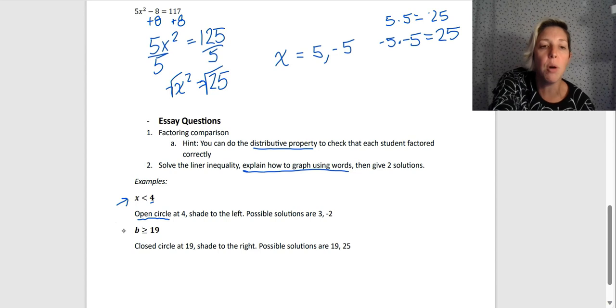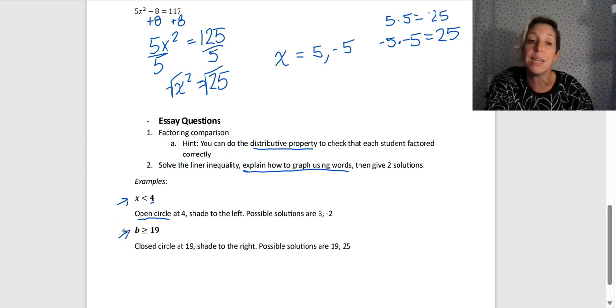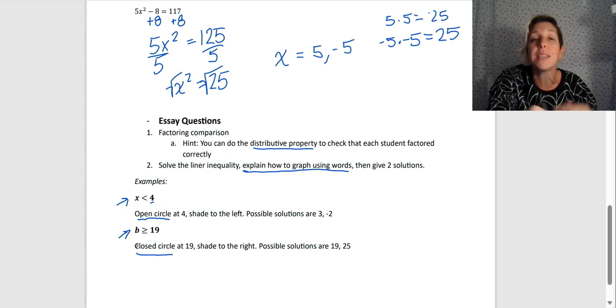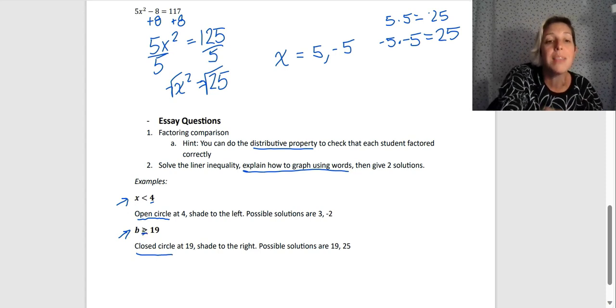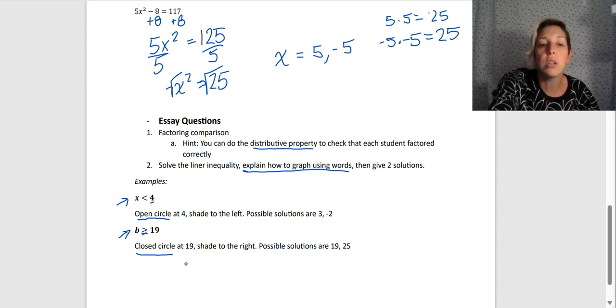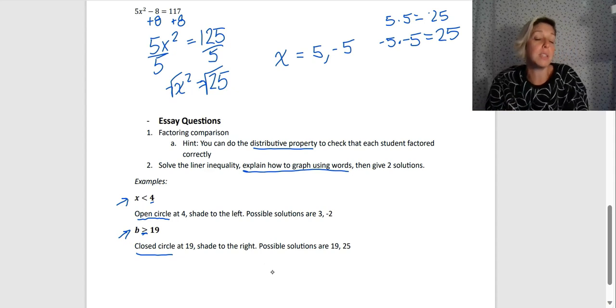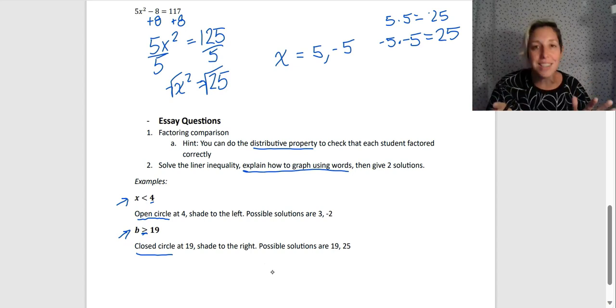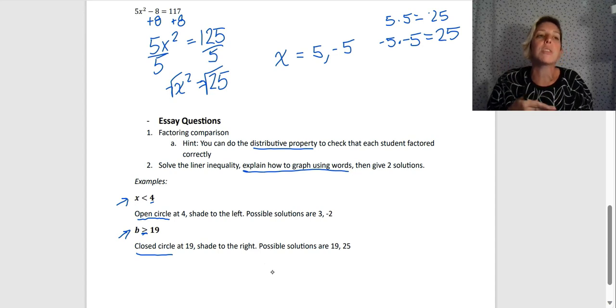All right. Now, another example, b is greater than or equal to 19. This is a closed circle because I do have that equal to. That means it can be 19, but it's also everything greater than 19. So you would do your closed circle at 19, shade to the right, right? And then possible solutions, it could be 19, it could be equal to 19, or any number that's greater than that. So 25, 100, 1,000,000, 2,000, lots of different examples. So don't get tripped up on, oh, I don't know what the 2 solutions are. It can be lots of different answers. I'm not looking for 2 specific ones. I'm just looking for numbers that fit into your inequality, right?